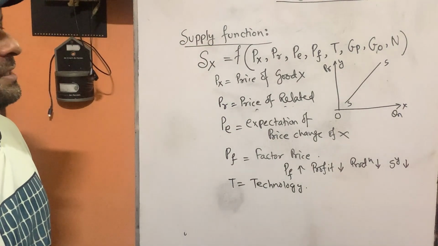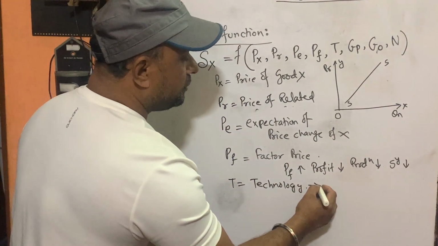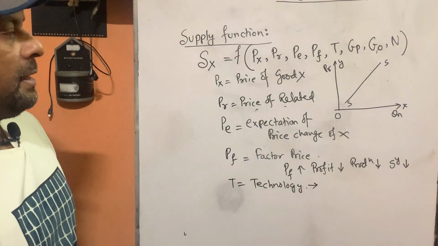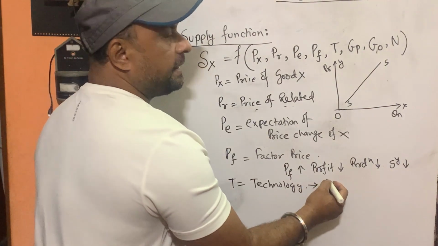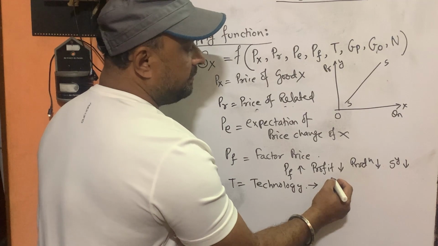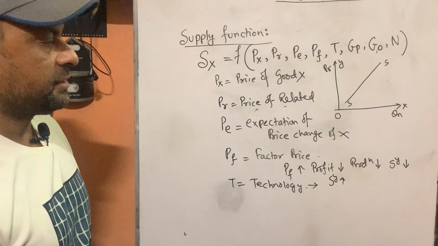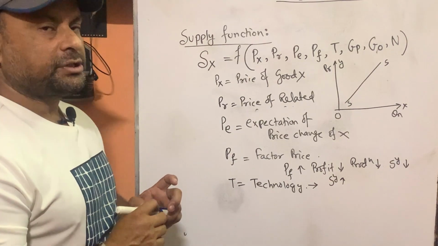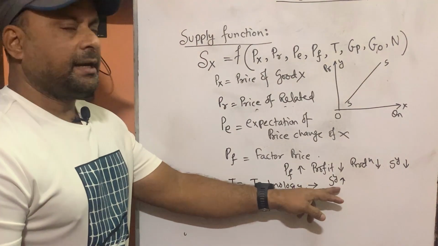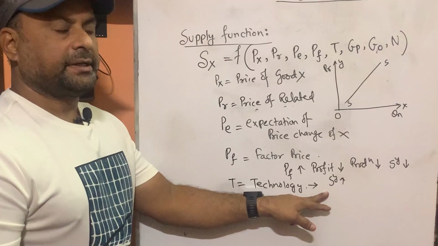Fifth one is technology. How does technology affect the supply? If low cost technology is used, then what happens? By spending less money, he can produce more. That time his supply will increase. By using advanced technology, what happens? Low cost technology, where less raw material, less inputs are required, but production increases.